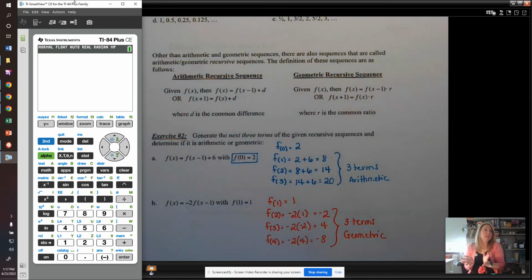Now, the thing is, sometimes in recursives, you can get a little bit of both. So you have to be really careful about the specific notation you've been given, and you take that previous term, and that's what you plug in for the next term.